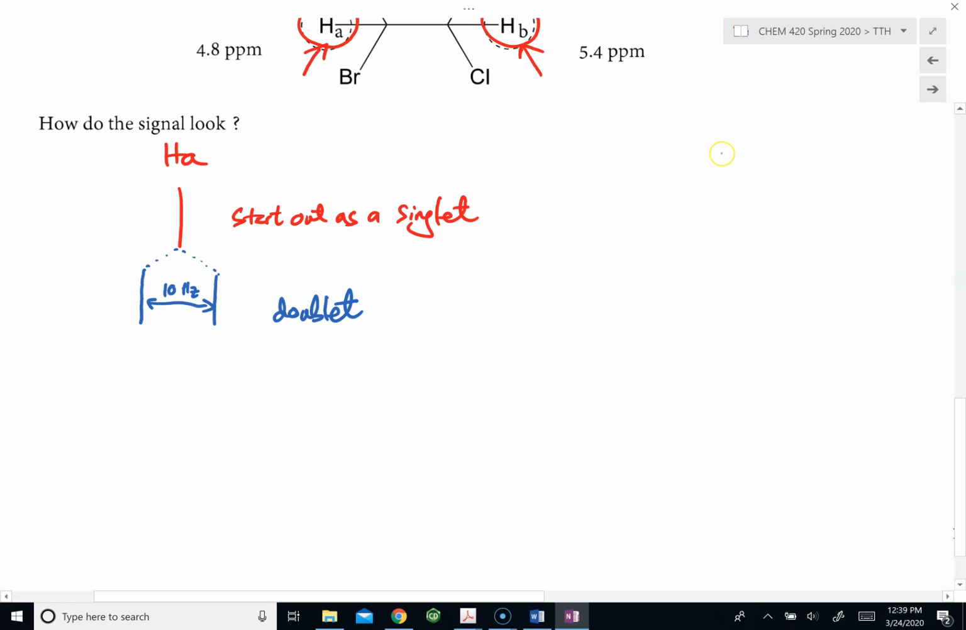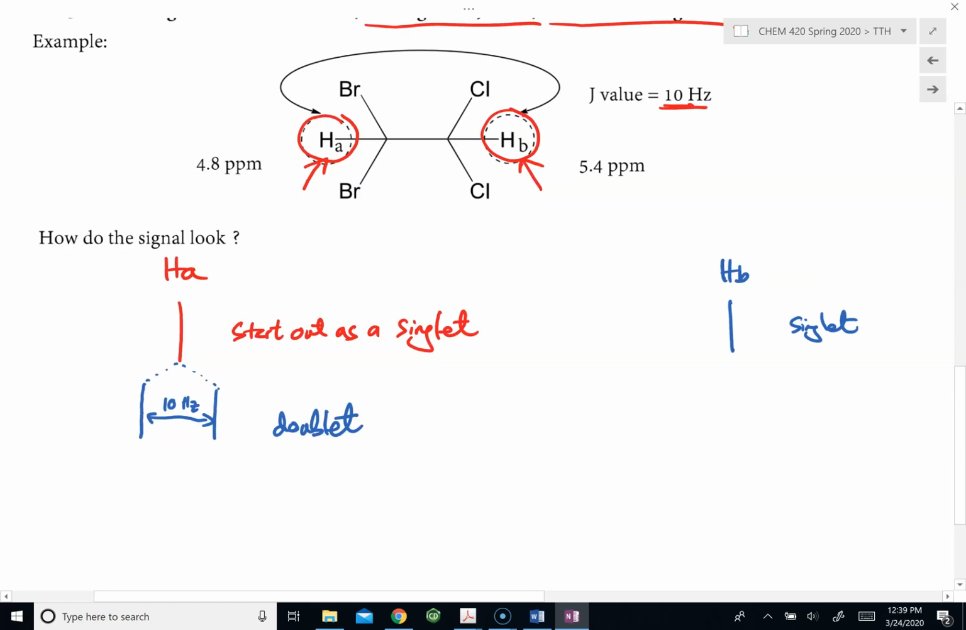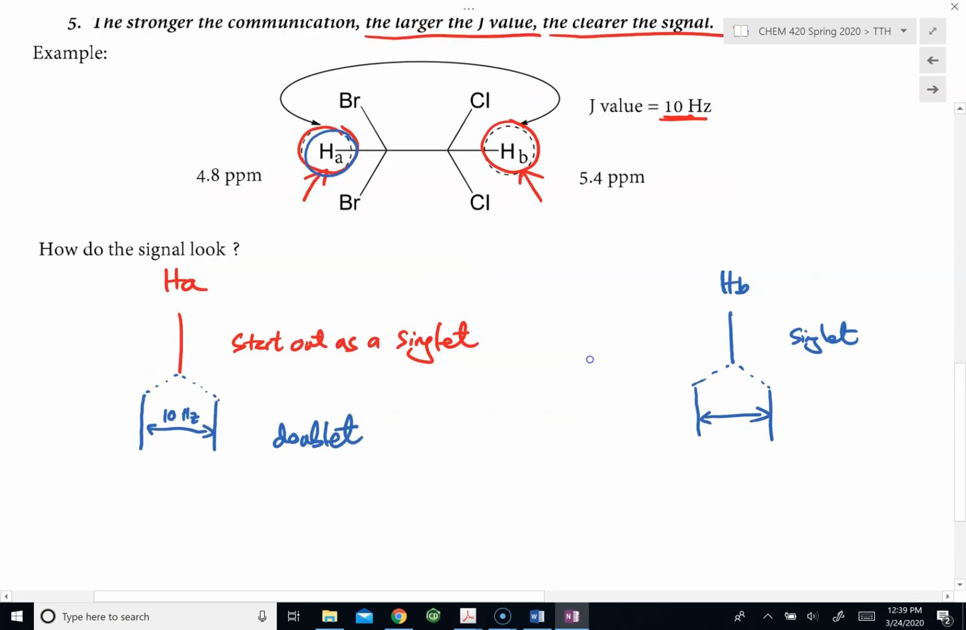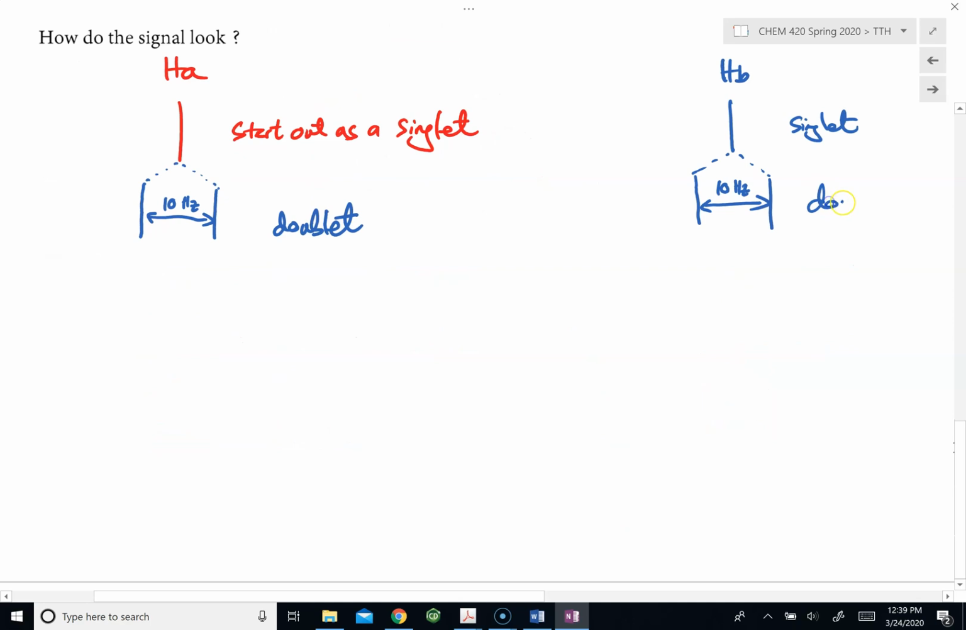Similarly for HB, initially HB starts out as a singlet as well. Here we see that HB has one communication with HA. There's one neighboring hydrogen that it has, so that will get split as well. How far did this get split apart? It depends on the J value, and the J value of communication between HA and HB is 10, so 10 Hz as well. Therefore, this is now becoming a doublet.